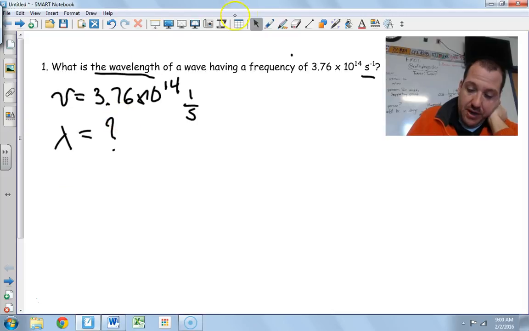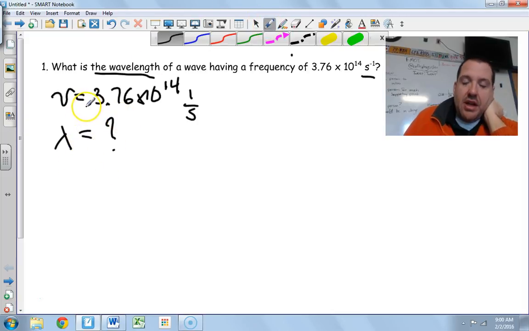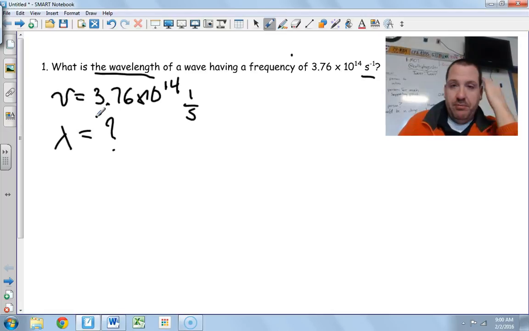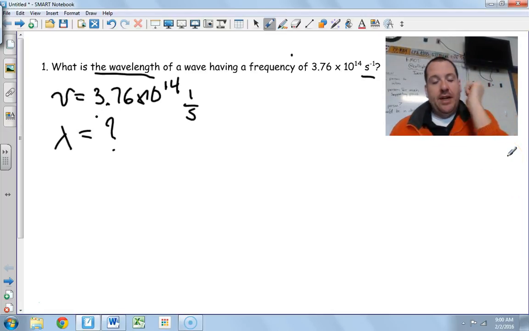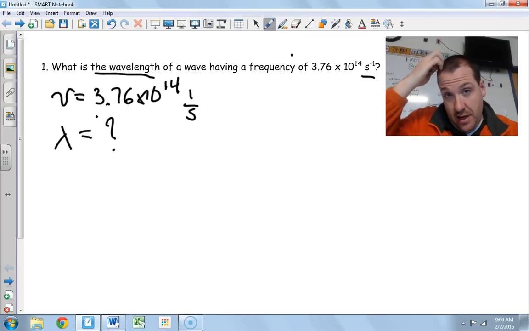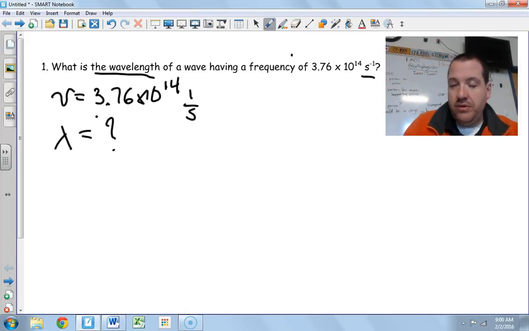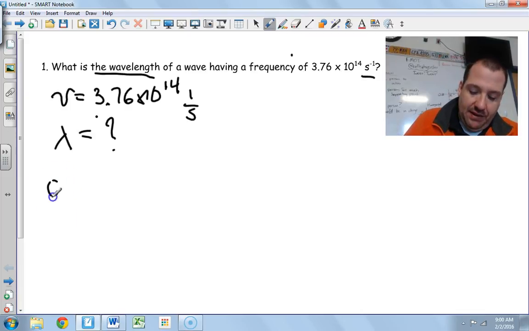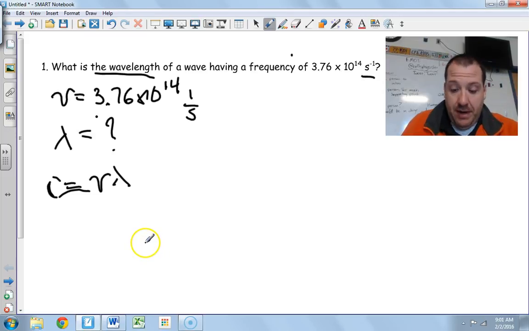And so what we know is, since this is the first problem on here, that we have frequency and we want to find wavelength. So you want to make sure you know which formula relates frequency to wavelength. There are 2 or 3 formulas that we have, but in this case, the formula is c equals nu lambda. That's what I call Mary's formula.